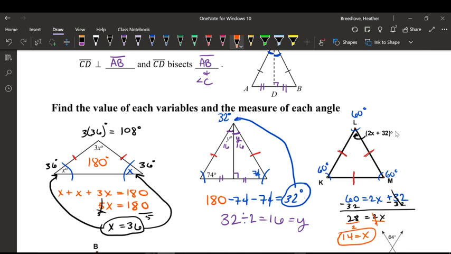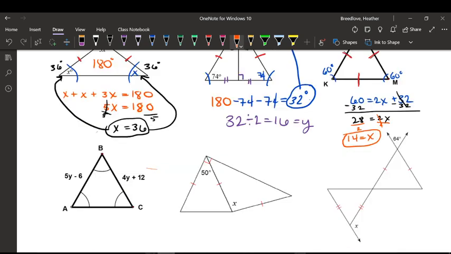Okay, let's see. Number B. The next example I can see is equiangular. These are all marked the same, right? So I know that those are all 60 degrees. And I know that equiangular triangles are also equilateral. So all the sides are the same.